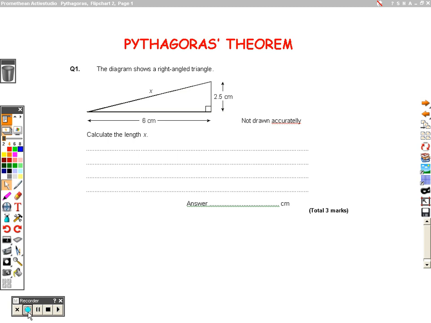Okay, so 3 questions on Pythagoras' theorem. Make sure you've tried the questions and then I'll go through it with you and you can see how you should have done the question. Okay, so you've got a right angle triangle and it's asking you to find the length. You should know by now that it's Pythagoras' theorem you're going to use.